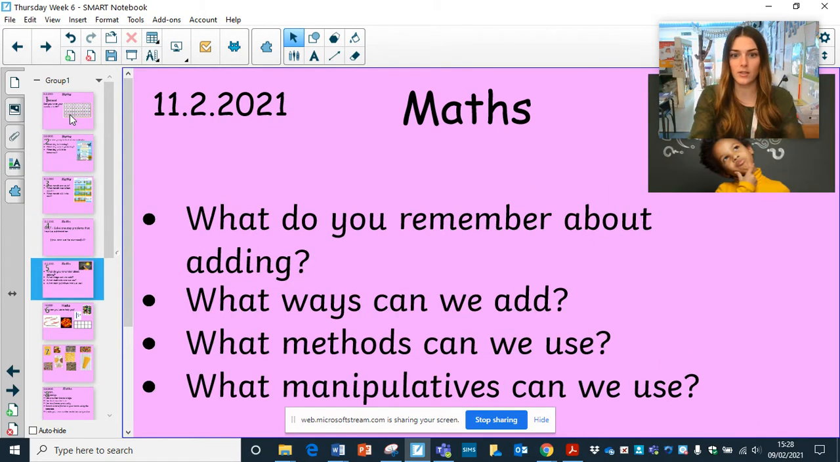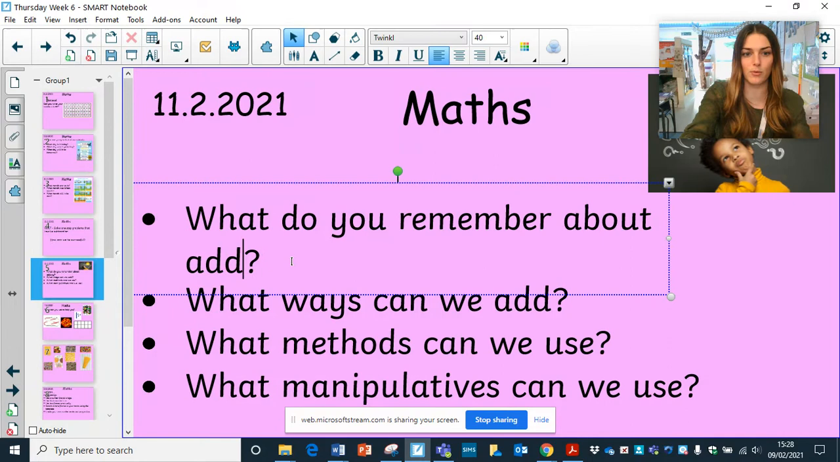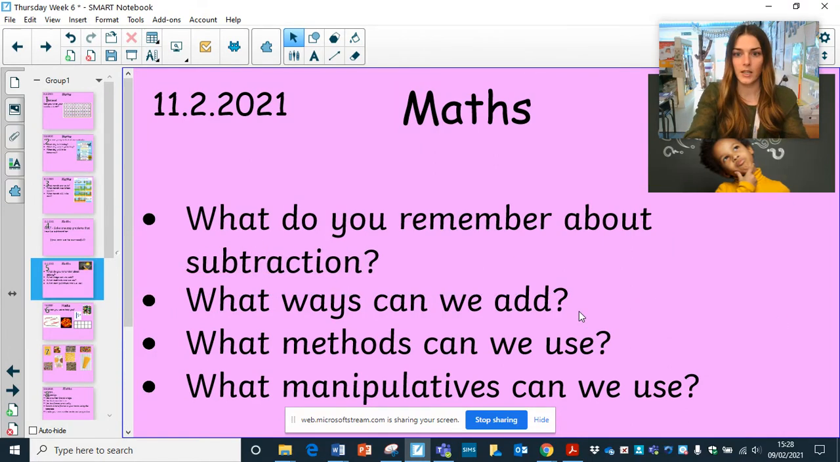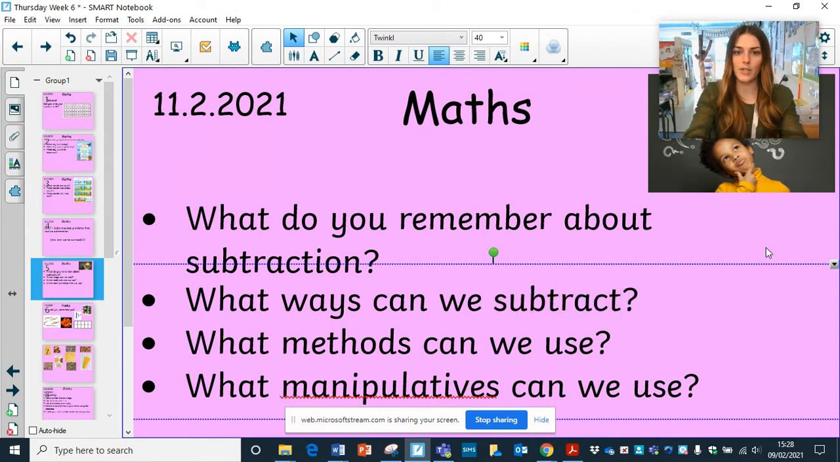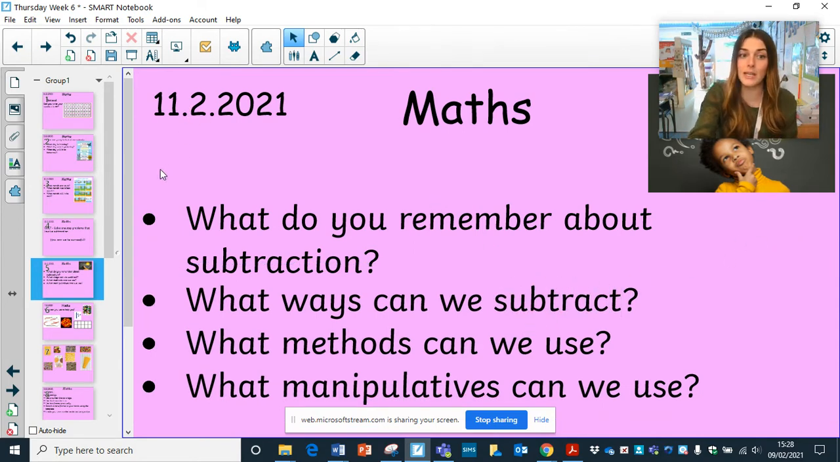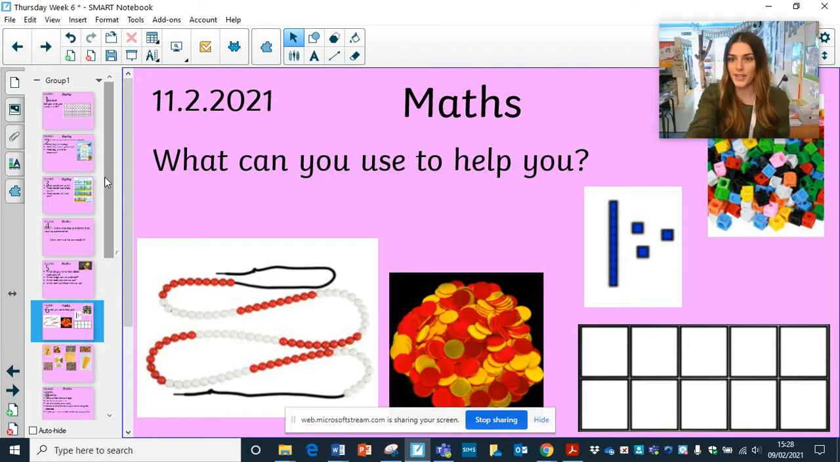Sorry, it should be subtraction, so let me just change that. So what do you remember about subtraction? Share all those things with somebody, or write them down however you would like to. What ways can we subtract? What methods can you use and what manipulatives can you use? What can you use to help you?